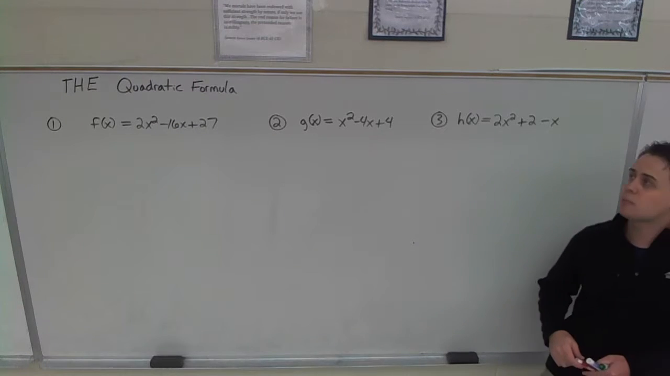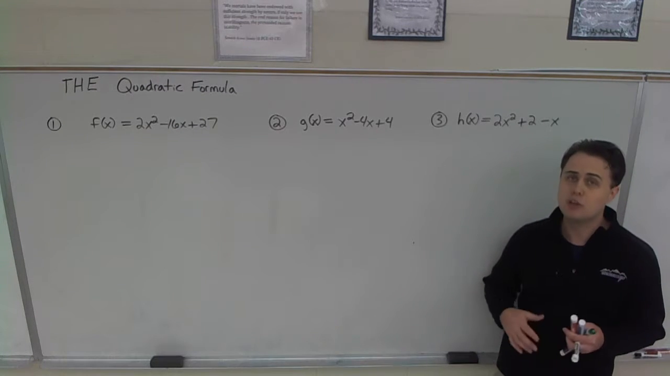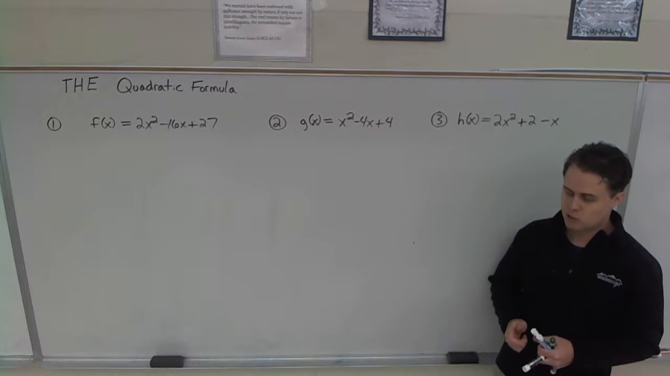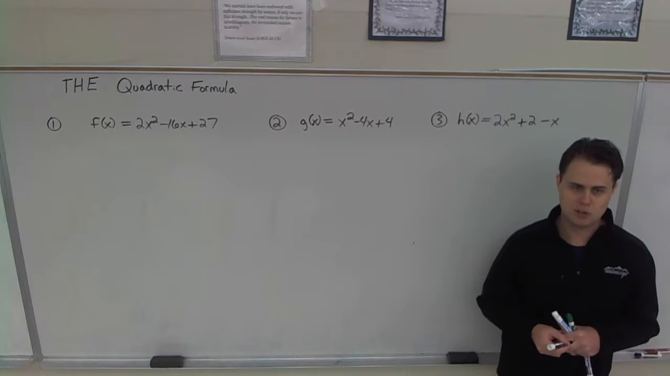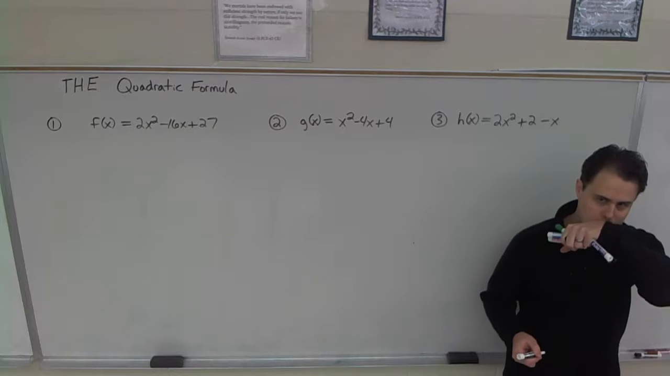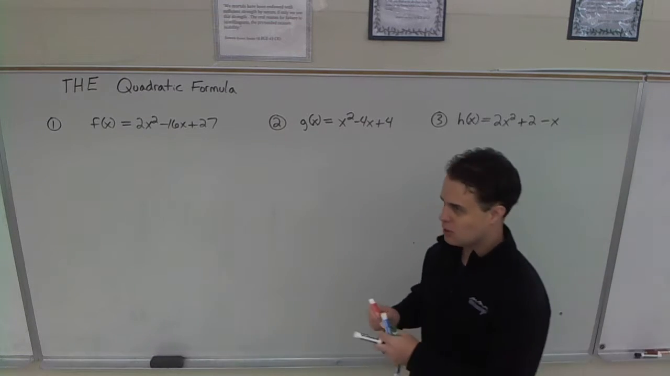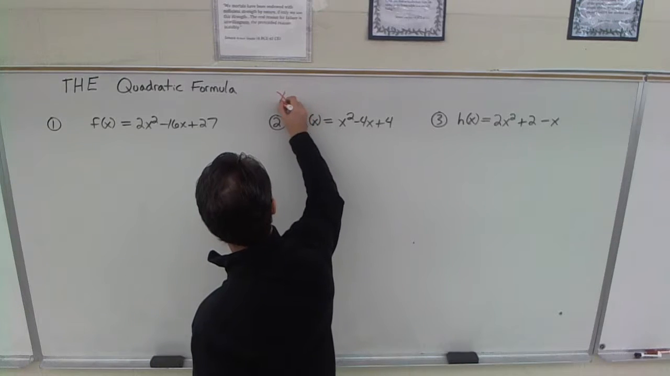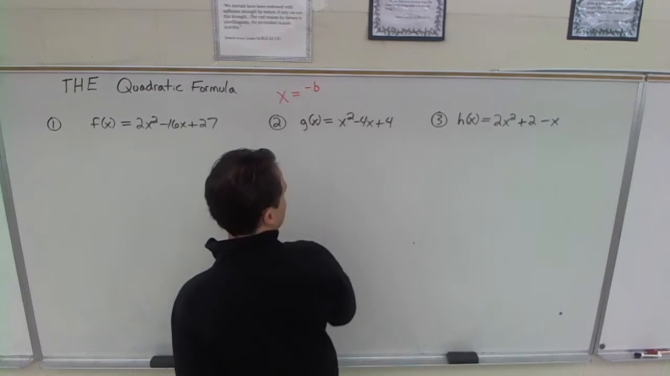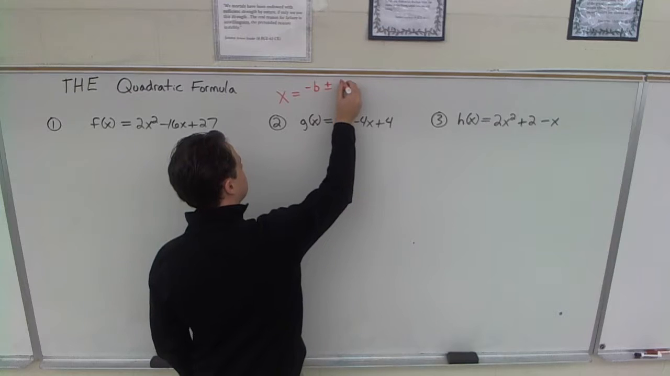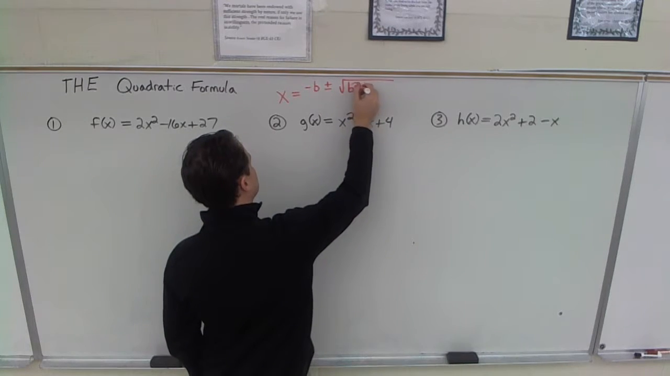Okay, so today we're going to start practicing, I should say reviewing, with the quadratic formula. The quadratic formula is something we should of course have memorized. What is the quadratic formula? Negative b, good. Plus or minus the square root of b squared minus 4ac, all over 2a.